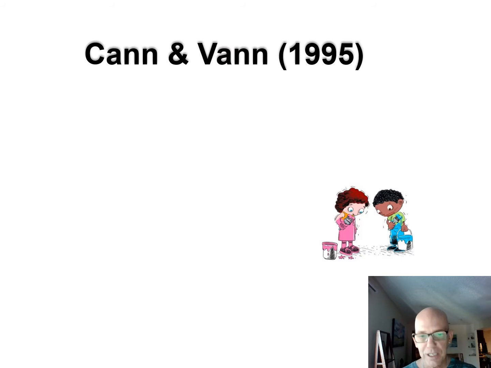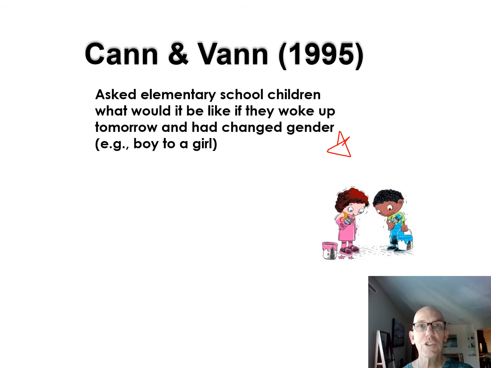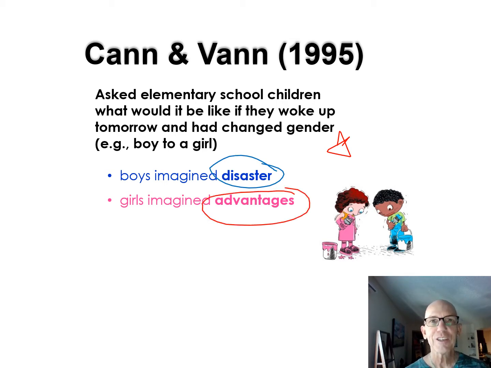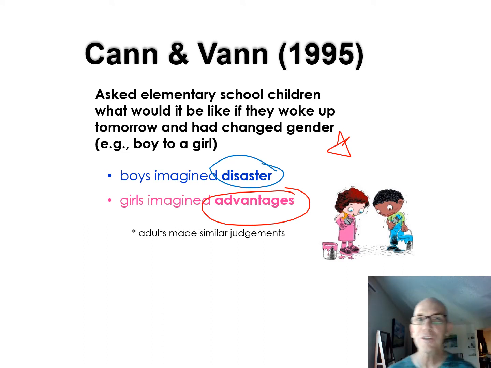Now, Kane and Van in 1995 did this great study. They asked little boys and girls, what would happen if you woke up tomorrow and you had changed gender? This is the best study of all time. It's so simple. They just asked them, and they got all the responses, and they came up with two categories, basically. Boys imagine disaster, and girls imagine advantages. It's like when they ask adults, they've made similar judgments. If you ask men, if you woke up tomorrow and you were a girl, it's like, oh shit.